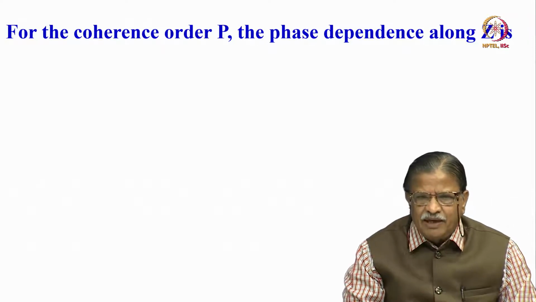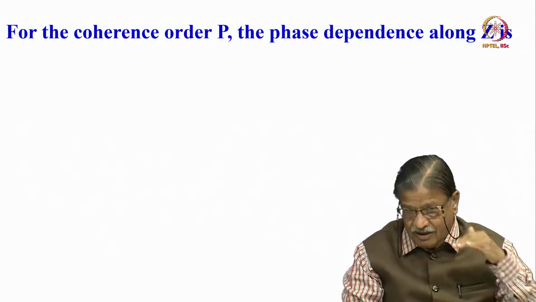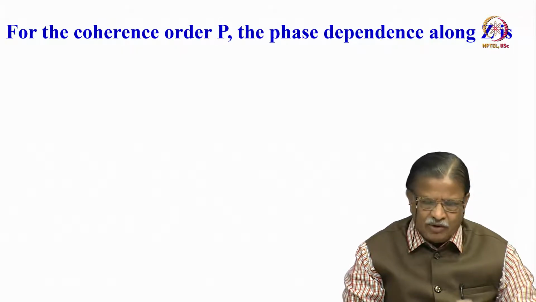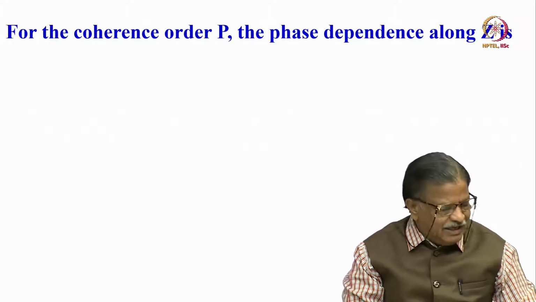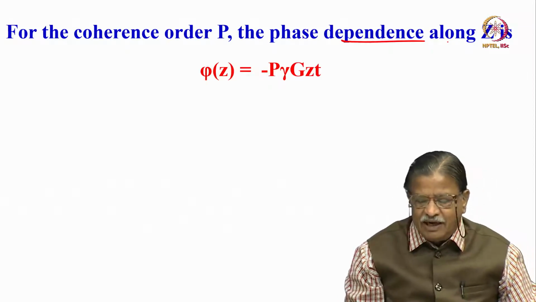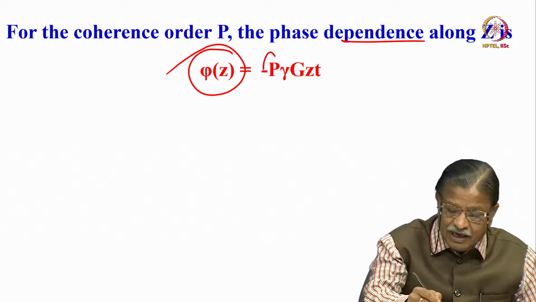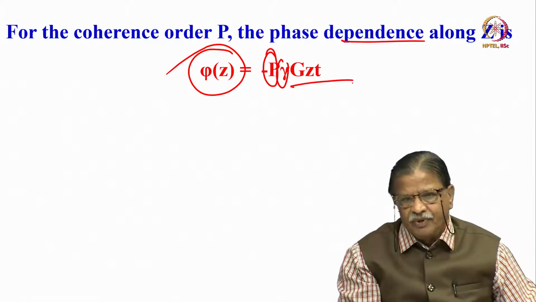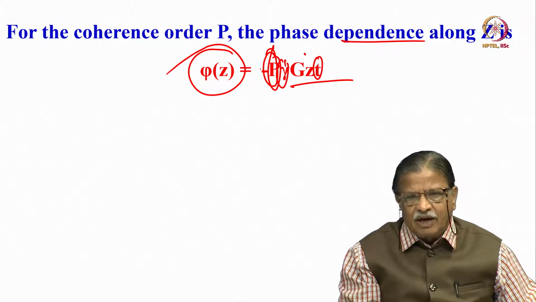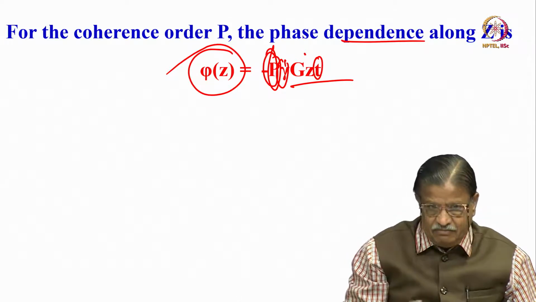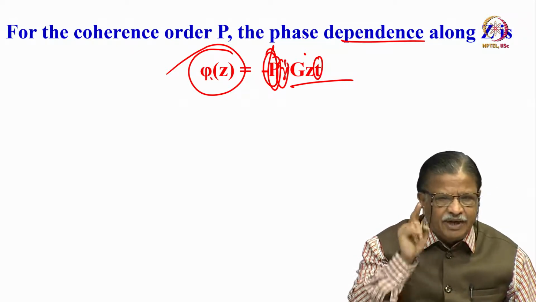For the coherence order p, we can also find out the phase dependence along Z. We have worked out the coherence transfer pathway. If I have a coherence order p, then the phase that is dependent along the Z axis can be given by phi of z equal to coherence order p into gamma into Gz into t. Gz we know, t is the duration, and p is the coherence order. So for a particular coherence order I can find out the phase given by phi z. Simply remember: phi z equals minus p into gamma into Gz into t.